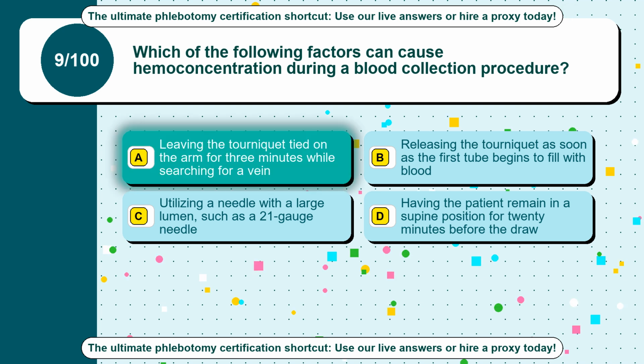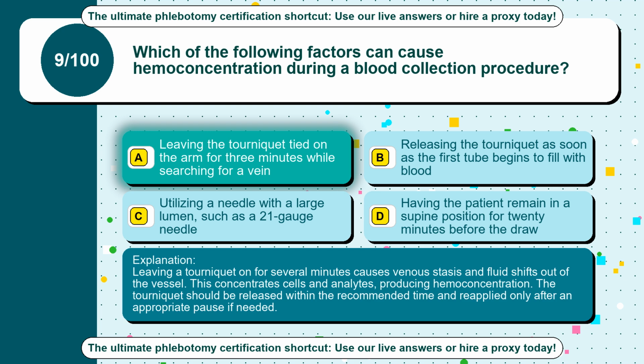The correct answer is option A, leaving the tourniquet tied on the arm for 3 minutes while searching for a vein. Leaving a tourniquet on for several minutes causes venous stasis and fluid shifts out of the vessel. This concentrates cells and analytes, producing hemoconcentration. The tourniquet should be released within the recommended time and reapplied only after an appropriate pause if needed.